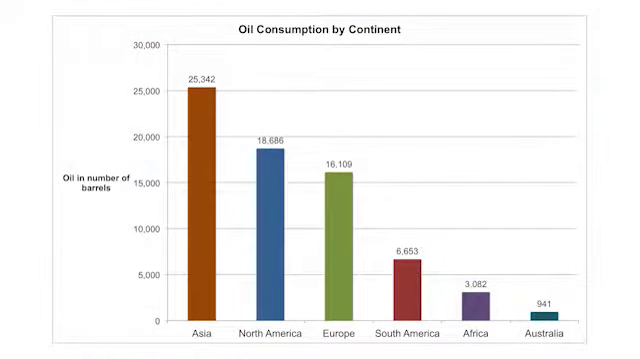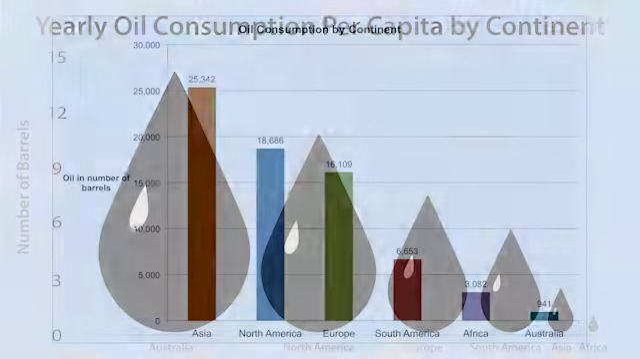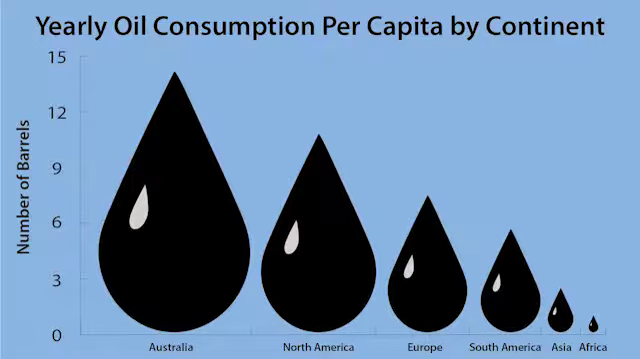It would have been better to convey this information in a bar graph, so people could more easily compare the amounts side by side. Or even better, you could vary the size of the drops based on the population of the continents to make the point that North America uses much more oil per capita than Asia.